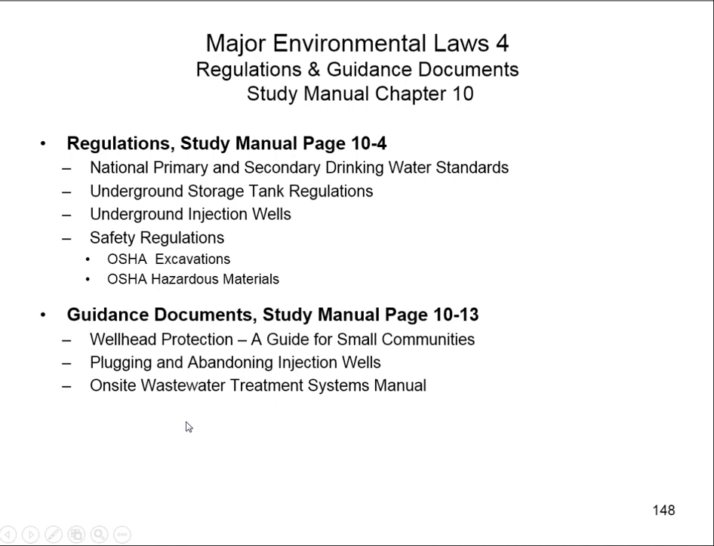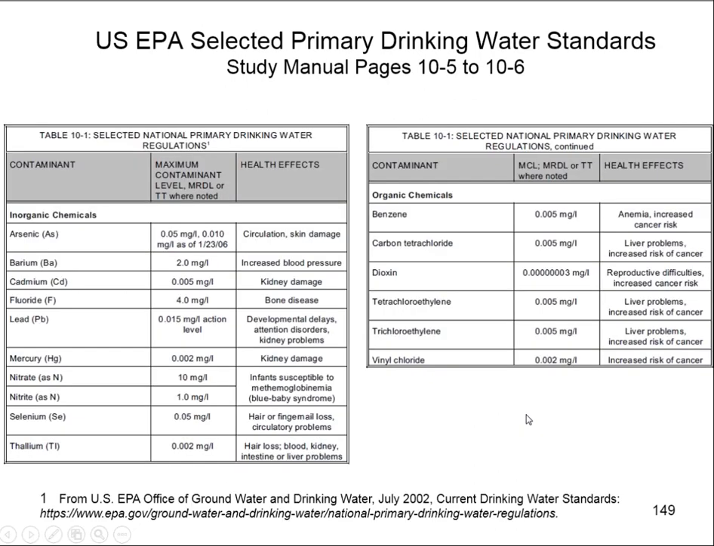There are also guidance documents which are non-enforceable. And I want to talk about this one here, on-site wastewater treatment, for a minute. So let's look at our drinking water standards. Inorganic chemicals, picked out a few here, organic chemicals. Now, number one on the SPL list was arsenic, number 2 was lead, number 3 was mercury. They cause different health problems.